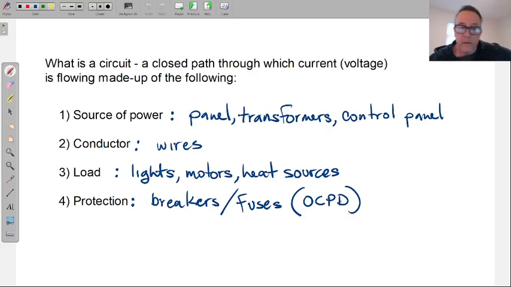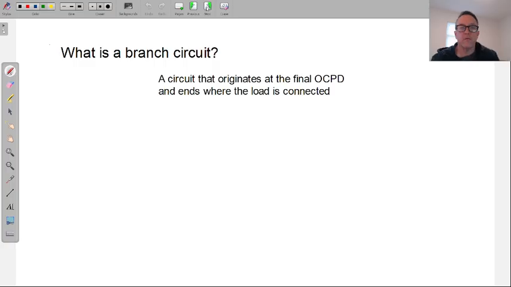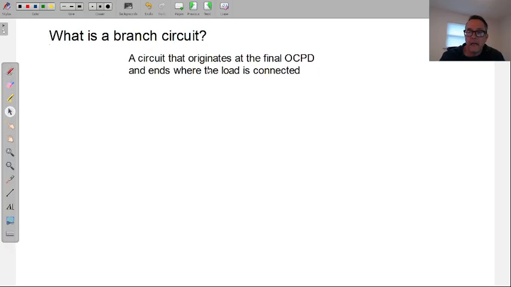So now let's talk about what this article is describing, which is a branch circuit. And again, you do have this definition. I think I'm getting this almost straight out of the code book. I may have changed a word or two, but a branch circuit specifically is a circuit that originates at the final breaker in the circuit. I'll explain that a little bit more. But basically, it starts at a breaker and ends where the load is connected.